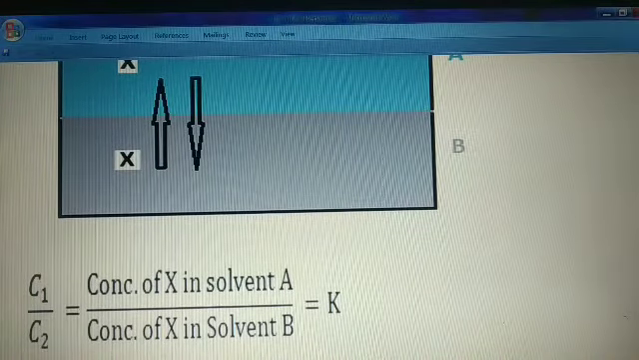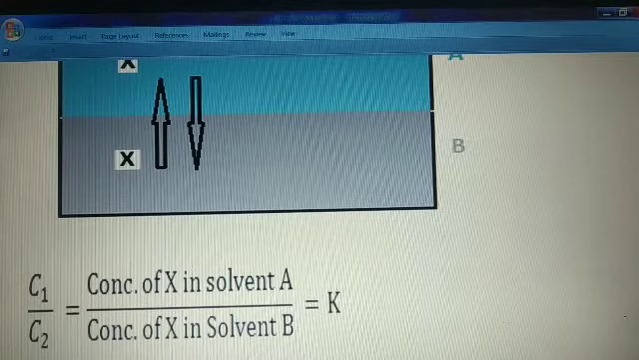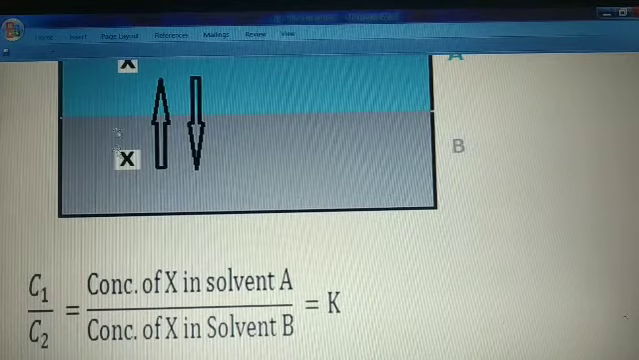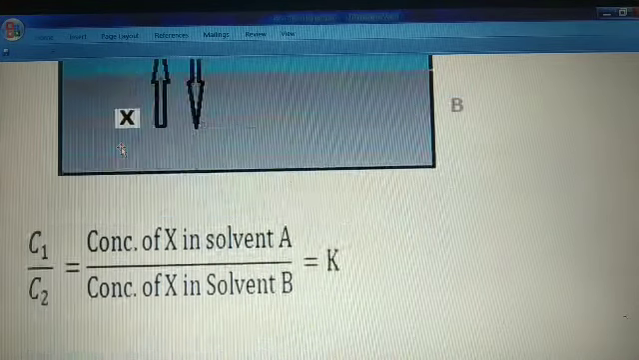That is related to the Nernst distribution law. The concentration of iodine in water divided by the concentration of iodine in CCl4 will be a constant. It is termed the distribution coefficient. It is also termed the partition coefficient. Partition means the solute is partitioning itself between the two phases. That is why it is the partition coefficient, or the distribution coefficient, because the solute is distributing itself between the two phases.